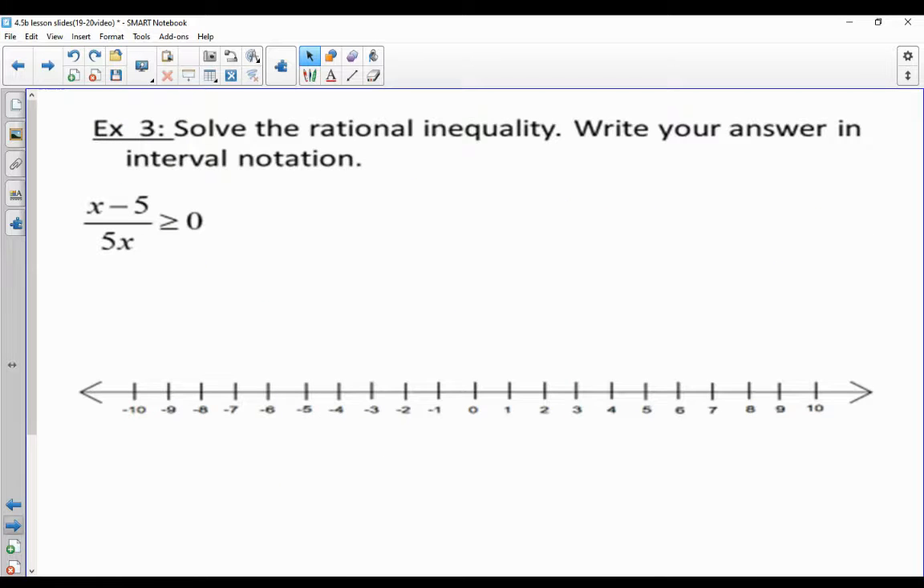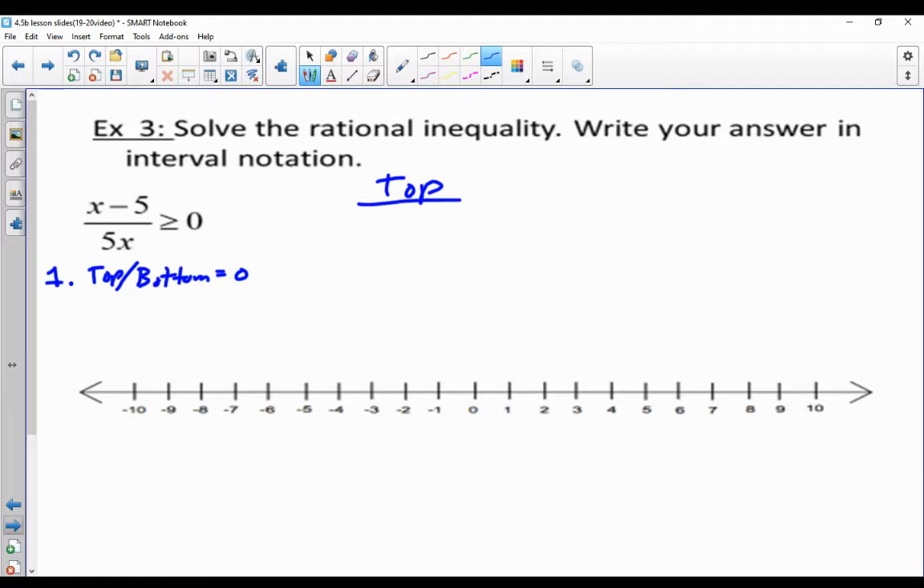So here we have x minus 5 over 5x, and it's greater than or equal to 0. And again, we're going to find the intervals that make this true. So step 1, as always, take the top part, take the bottom part, and set them equal to 0. So we're going to do it for the top. Set the top equal to 0, and you're going to get x equals 5.